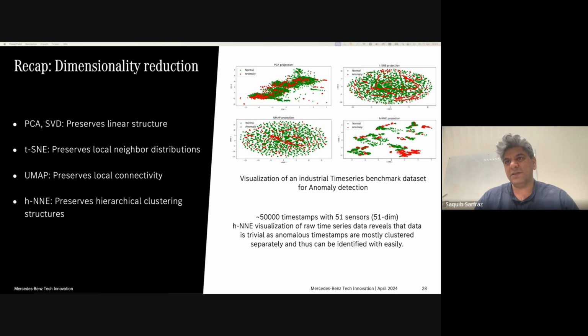And so this dataset is not that good. It is a trivial dataset for anomaly detection because anomalies are already separate in the original space. So this is just to give you some idea about why a clustering view could give some kind of insights that you can't get from the other dimensionality reduction algorithms.